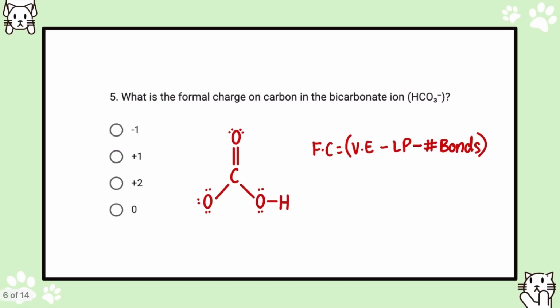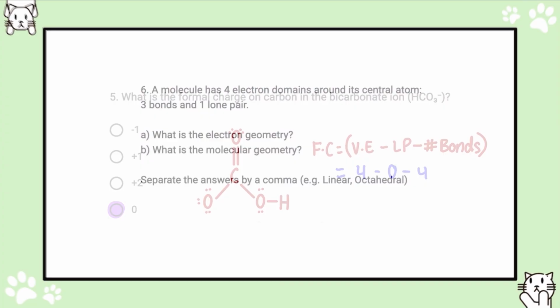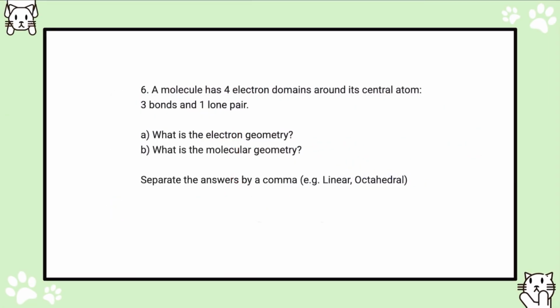Question 5. Carbon here has 4 valence electrons, 0 lone pairs, and it forms 4 bonds, equaling its formal charge to be 0. Question 6. 4 electron domains means the electron geometry is tetrahedral.